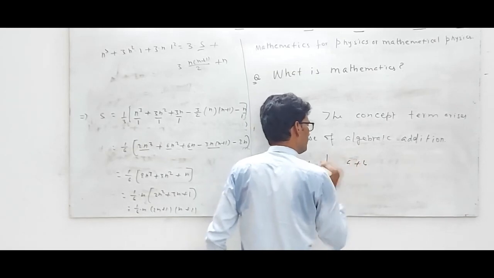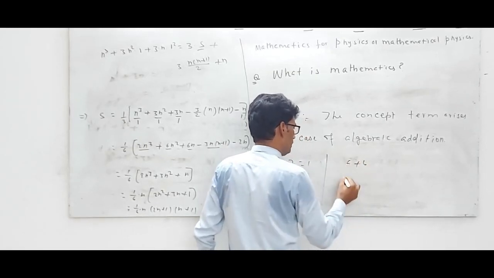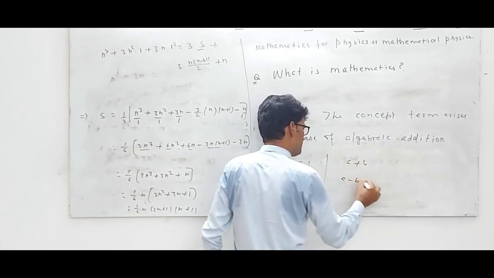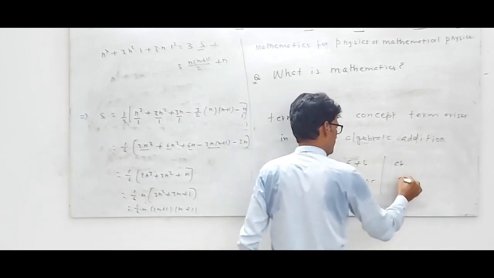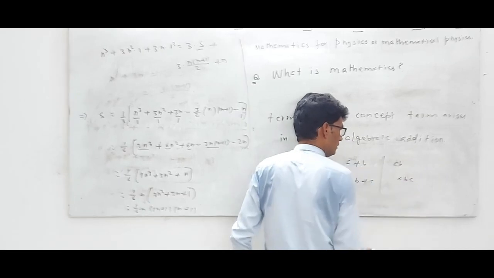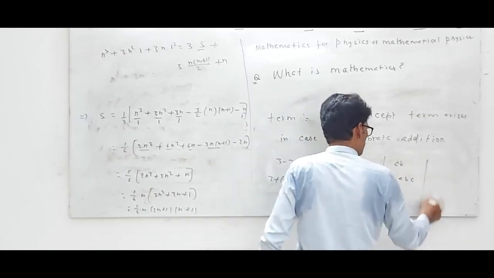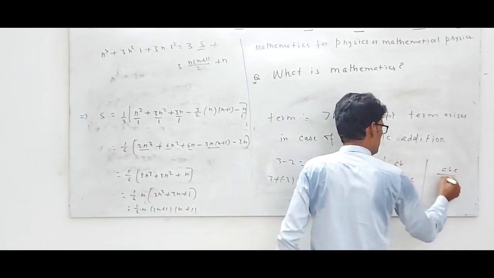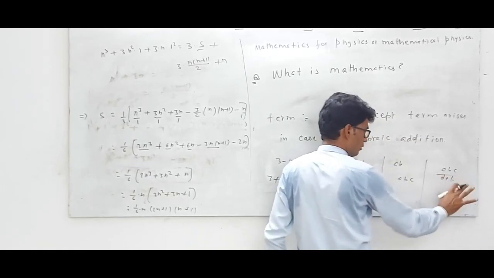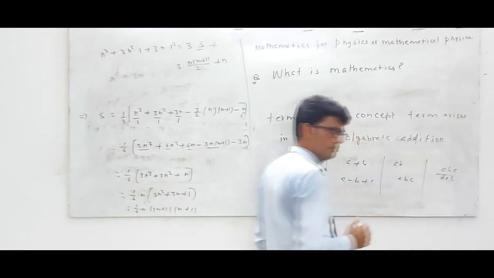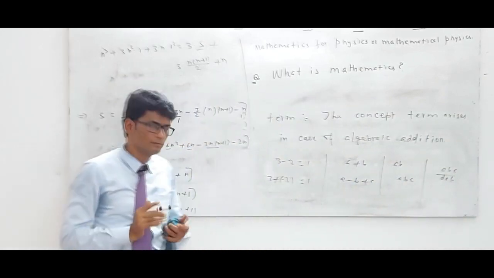A plus B, take this as 2 terms. Here A plus minus B plus C, 3 terms. Here A into B is taken as 1 term. Here A into B into C is taken as 1 term. Here again A, B, C over D, E, F, however D, E, F not equal to 0, otherwise not defined. So it is taken as 1 term. The term is here.